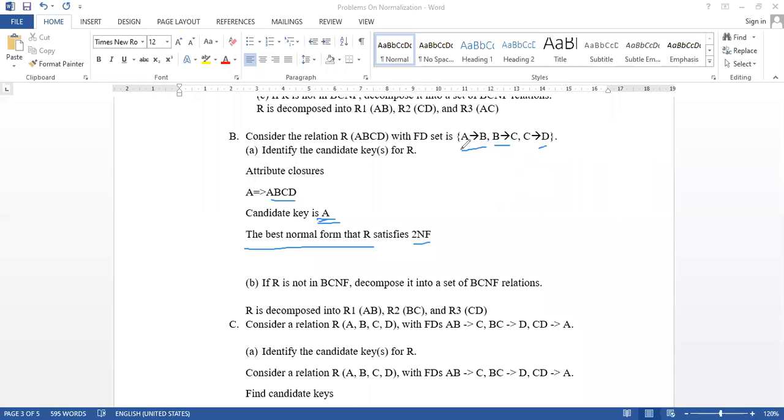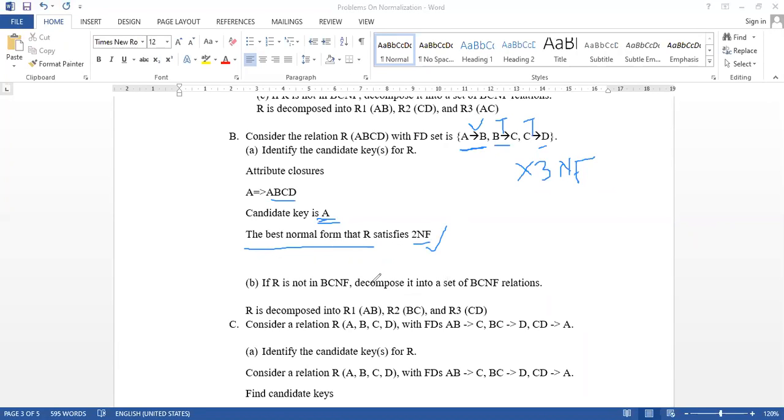Now check first. A determines B. What is A? Candidate key. So A determines B is valid, because A is the candidate key. Then B determines C. B is non-key, C is non-key. Here it is having transitive dependency. Next check C to D. C is non-key, D is also non-key. It is having transitive dependency. So it is not in 3NF, third normal form. It is in only 2NF, right? The best normal form that R satisfies is 2NF.